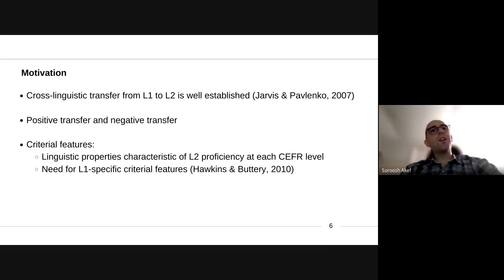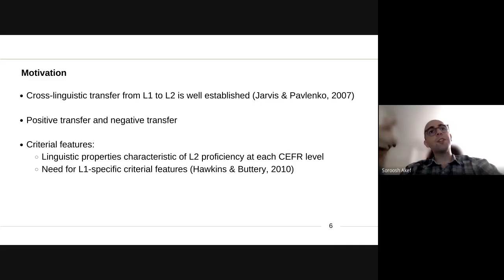But then there are negative transfer effects as well. If you come from a language where you do not have articles, like I do, I come from Iran, where in Persian we do not have articles at all. That's why when Persian speakers produce the language, especially at lower proficiency levels, many times they struggle with using the correct article. Is it a, is it the, or should I drop the article altogether?